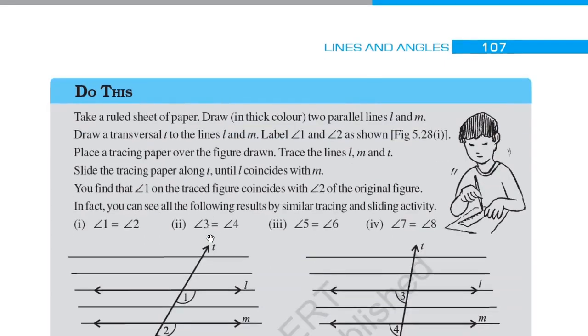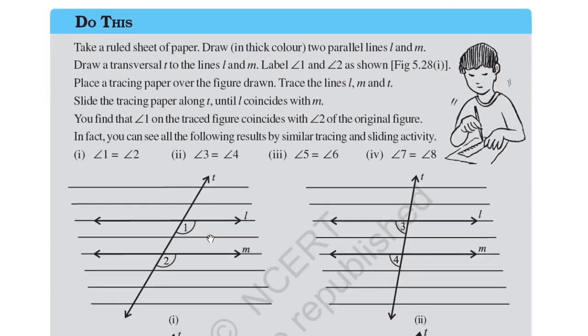So we have to do this. Take a ruled sheet of paper, draw in thick color two parallel lines L and M, and draw a transversal T to the lines L and M. Label angle 1, angle 2 as shown in figure 28.1, and place a tracing paper over the figure drawn. Trace the lines L, M and T. Slide the tracing paper along T until L coincides with M.